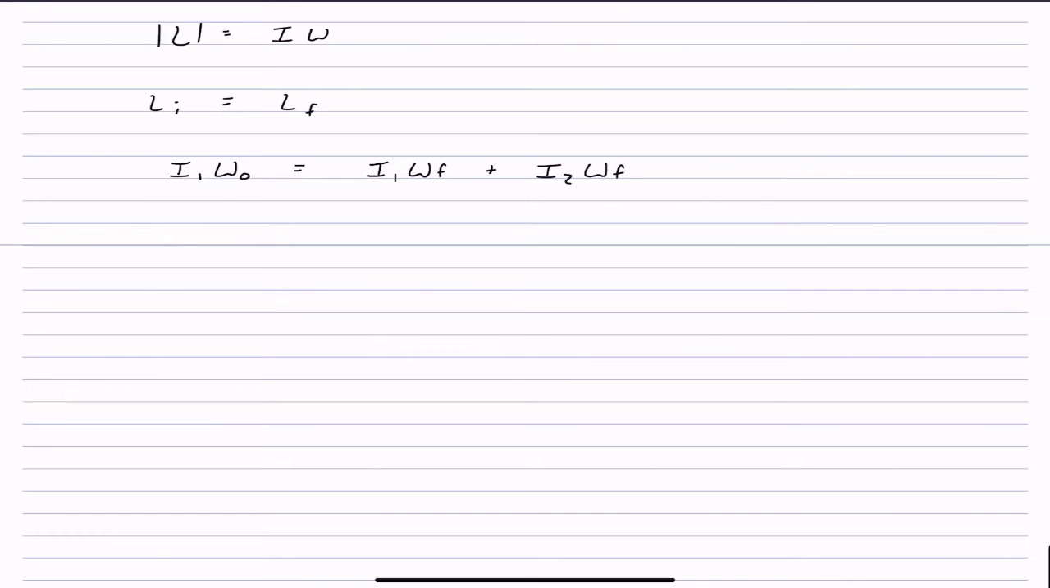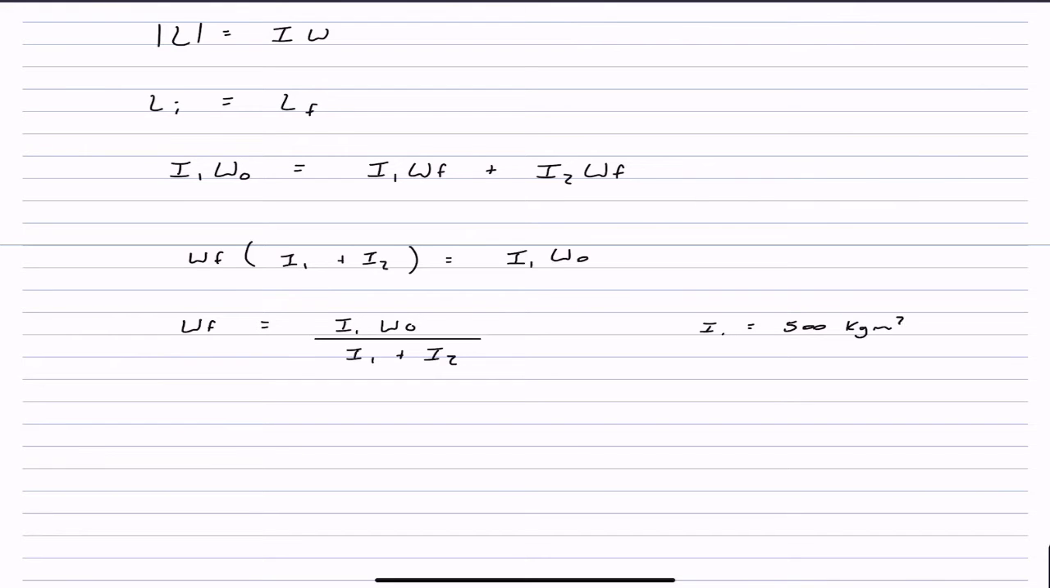Now what we are asked to find is the period, how long it takes to make one revolution. We know that the period is related to the final speed, so we just solve for the final speed. So that gives us omega f times I1 plus I2 is equal to I1 omega naught. Omega f is equal to I1 omega naught over I1 plus I2.